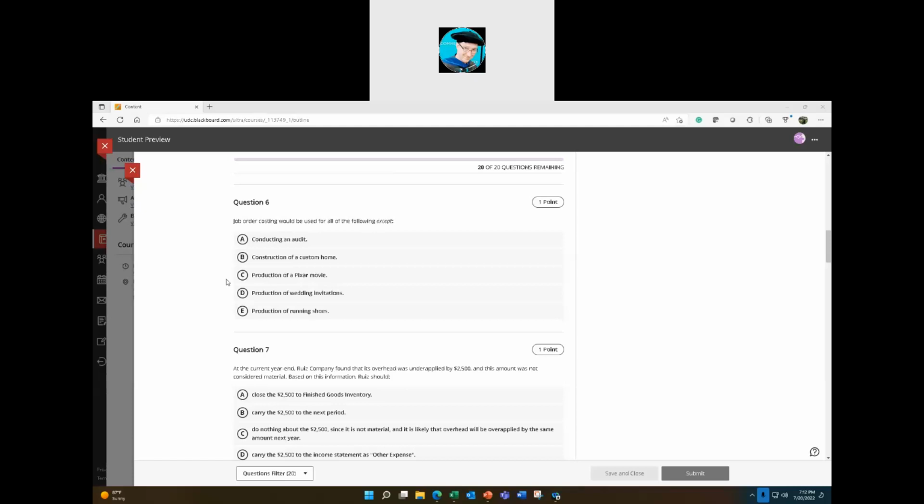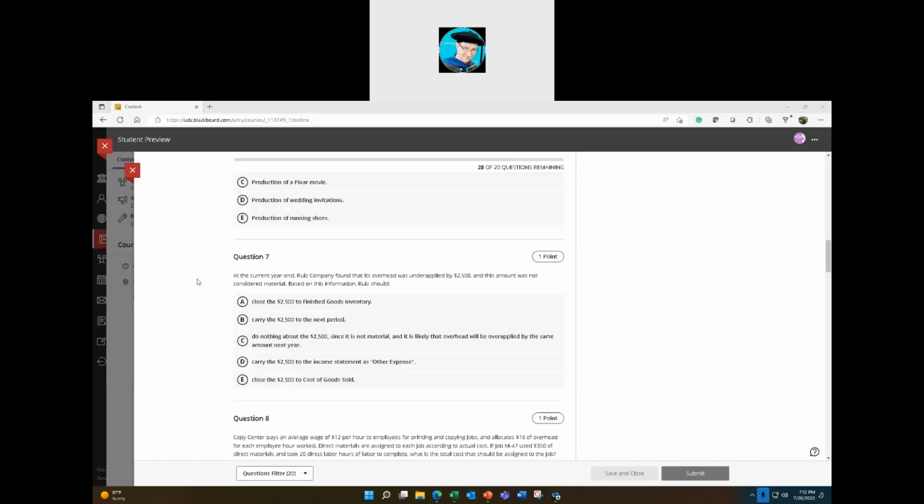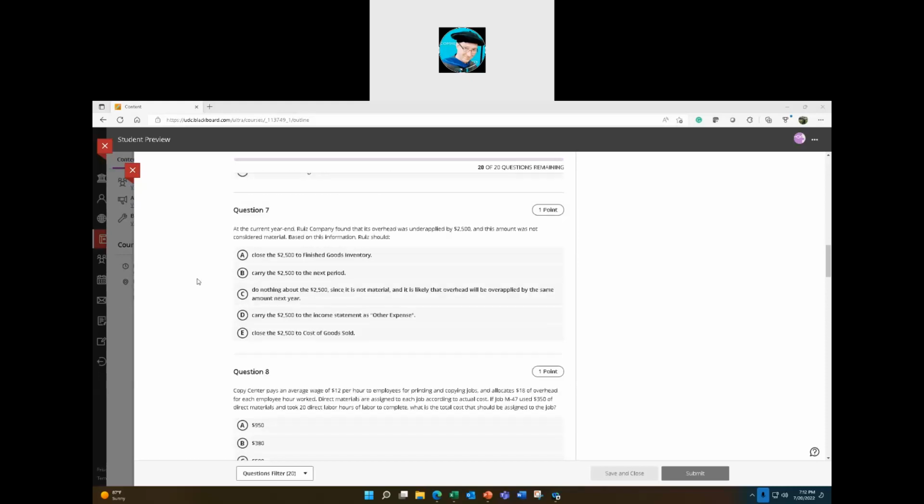So remember the difference between the two. Look at the definition for job order costing and look at the definition for process costing. You'll figure out which one doesn't fit, which one is not a job order, and that'll be the answer for question 6. I remember that one. That one used to be pretty tricky. Still is.